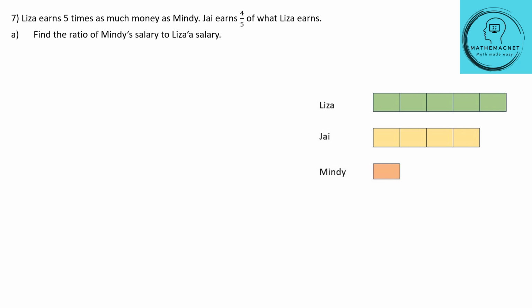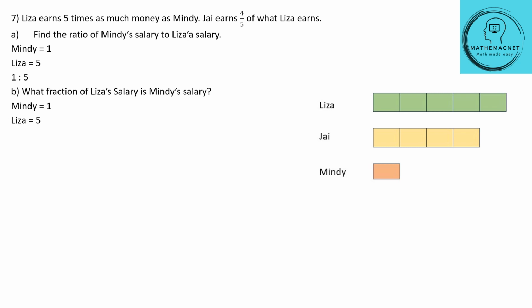Question A. Find the ratio of Mindy's salary to Lisa's salary. Mindy is 1 unit. Lisa is equal to 5 units. So the ratio will be 1 is to 5. What fraction of Lisa's salary is Mindy's salary? We know Lisa is 5 units and Mindy is 1 unit. So it will be 1 by 5. That is, Mindy's salary is 1 by 5 of Lisa's salary.